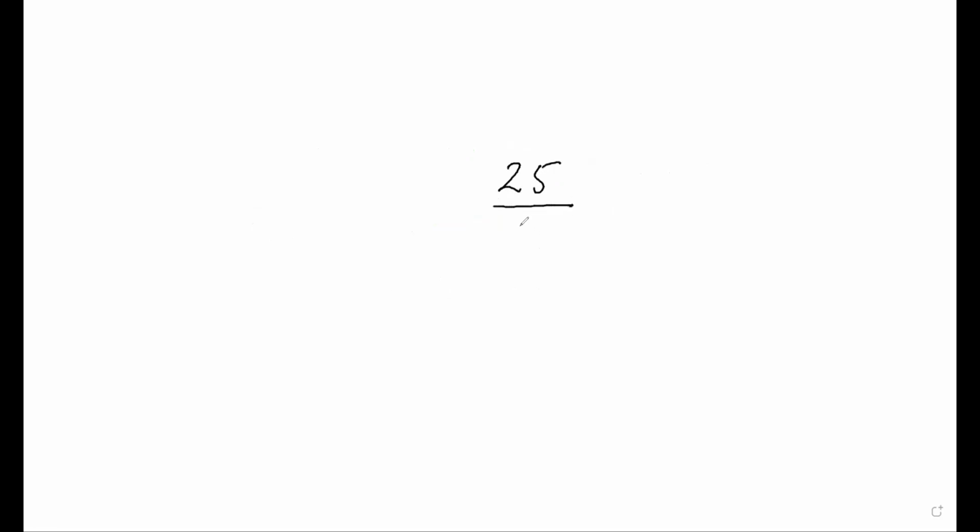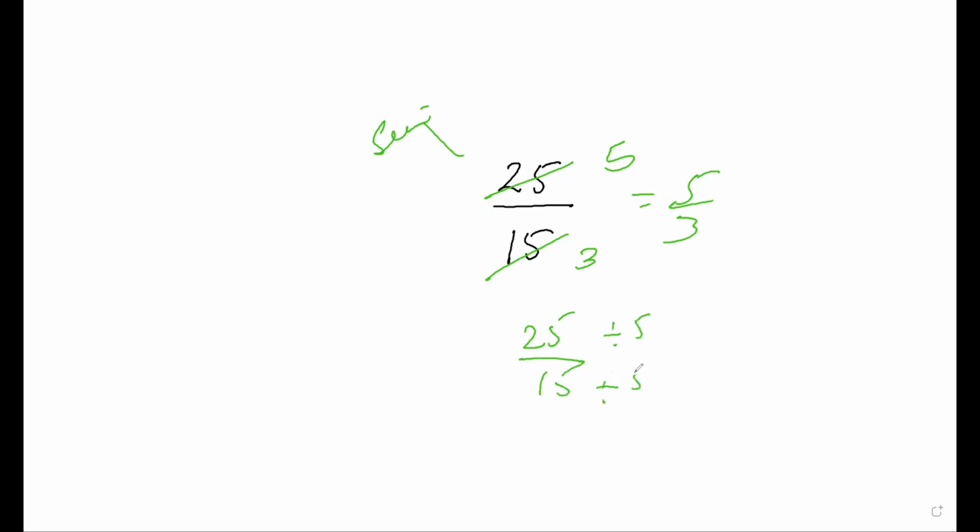25 divided by 15. Which timetable do they come together in? 15 and 25? 5. How will you do? 5 times what gives me 15? 3. My answer is 5/3. This is called simplification. Some of them, they don't like to cut and do it. They do this way. They write here, divided by 5, divided by 5. And then they write 5/3. This way or this way? Both are correct.